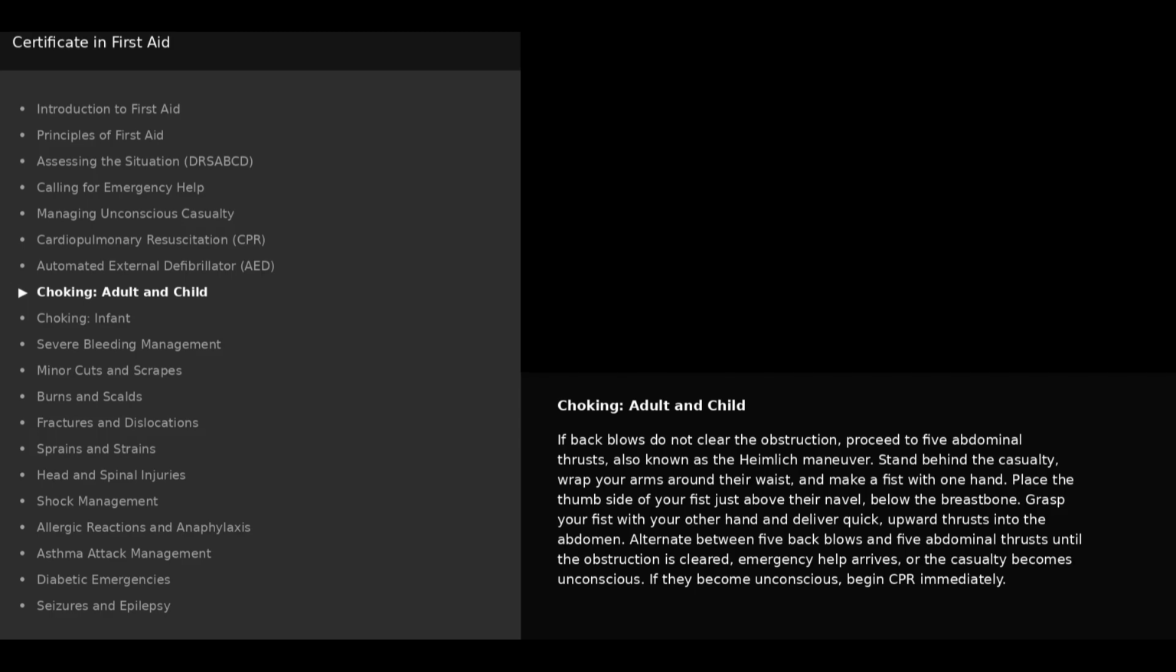Alternate between 5 back blows and 5 abdominal thrusts until the obstruction is cleared, emergency help arrives, or the casualty becomes unconscious. If they become unconscious, begin CPR immediately.